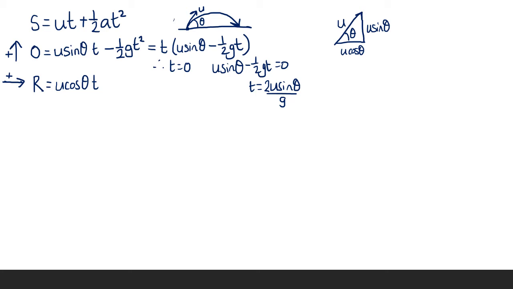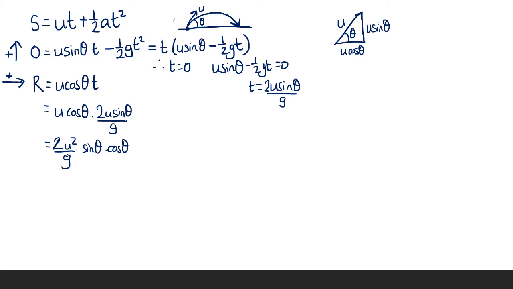So let's substitute that into the other equation. So we get u cos theta multiplied by 2u sine theta over g. So 2u squared over g, let's put all the constants together at the start, and then we've got sine theta times cos theta. So we've now got the range as a function of the angle. So how do I maximize that?